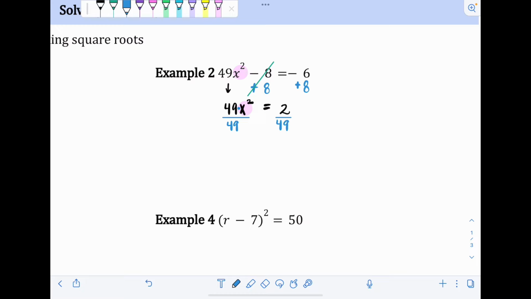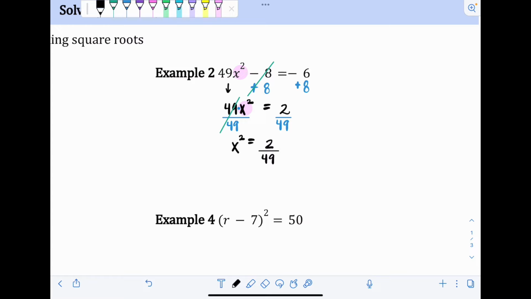You may notice a lot of these steps are exactly the same steps we've been doing all year. The only time it's different is at the very end where we have to incorporate the square root. So we divide both sides by 49. 49 divided by 49 is 1, so that cancels out. And then I'm left with x squared equals 2 over 49. We can't really divide that, we'd get a crazy decimal, so we're just going to leave it like that, 2 over 49.